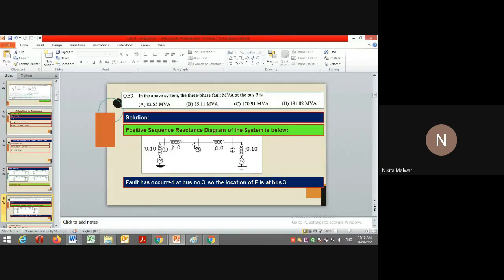First, what do we have to do? We have to find all the reactances which are connected in series or in parallel. To find the fault MVA, we have a formula. The basic formula is fault MVA equals MVA base, the base MVA already given or the MVA we have to consider, divided by total reactance or total impedance. So let us find it out.